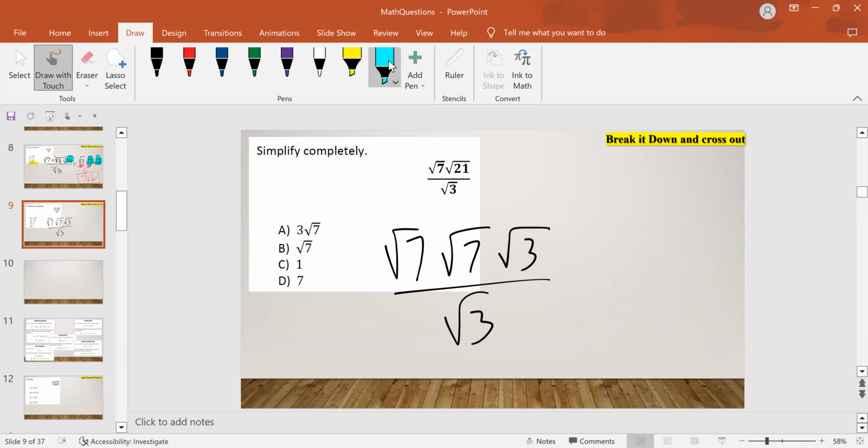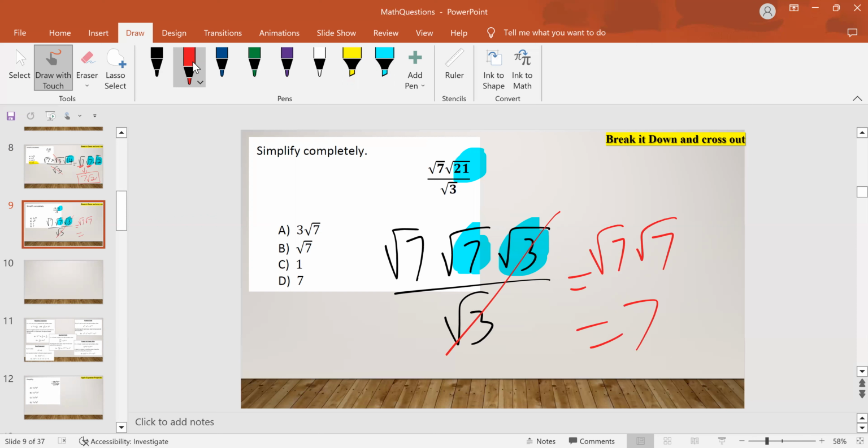Understand that the square root of 21 is the same as the square root of 7 multiplied by the square root of 3. And the reason I do it like that is it will help me cross out the square root of 3. And what's left? Square root of 7 times square root of 7, and this is a regular 7. Wow. The best choice here is D.